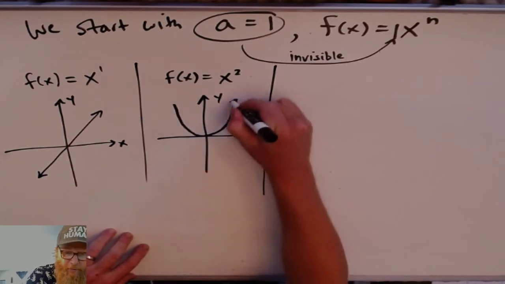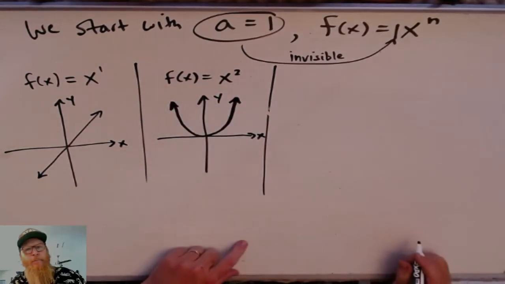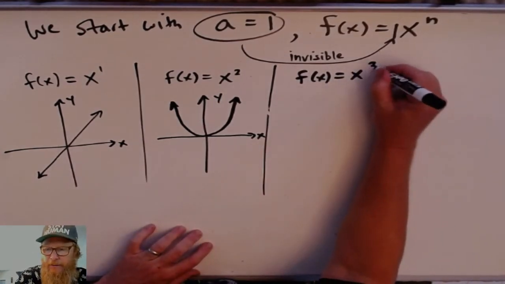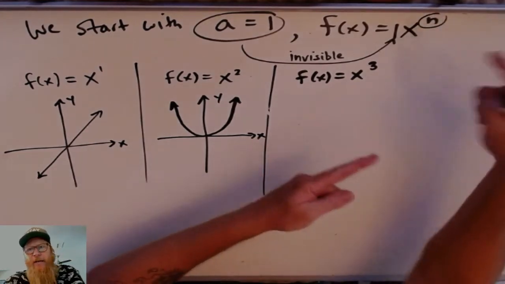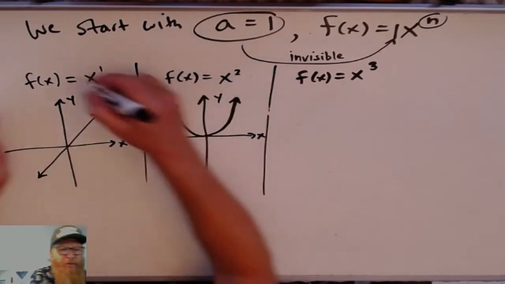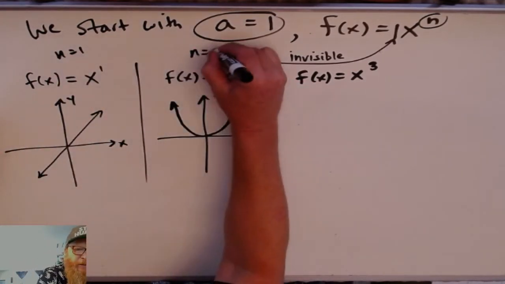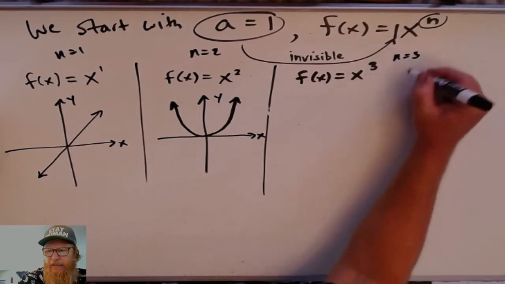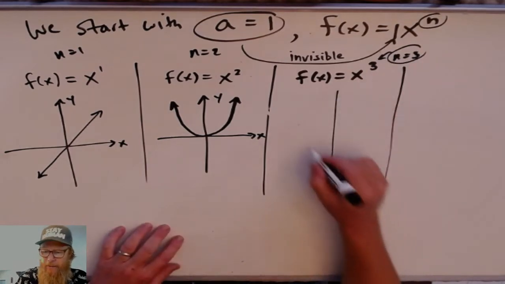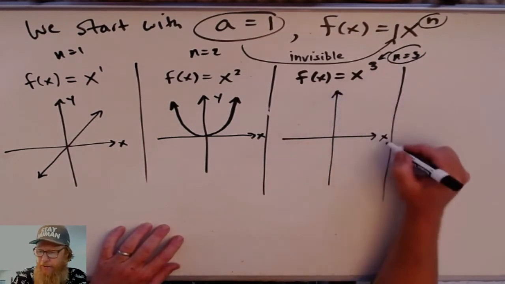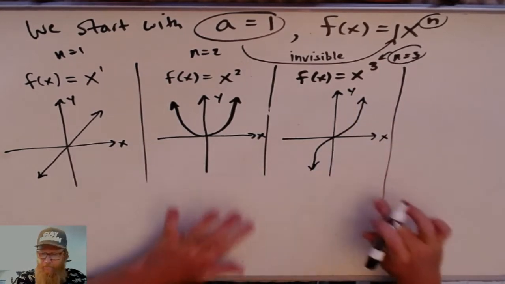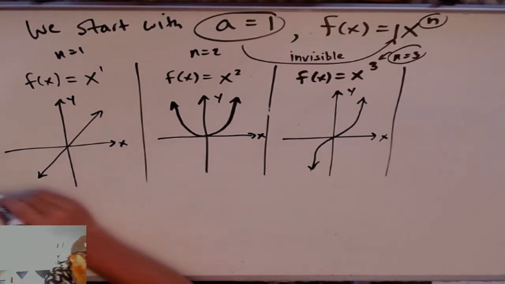X squared is a parabola. Okay. X cubed. So basically what I'm doing is allowing n to change. Here we have n equals 1. Here we have n equals 2. Here we have n equals 3. So on and so forth. Okay. You all recognize this one? This is called the cubic. So all of these were done previously, although I don't think we got much farther than that.